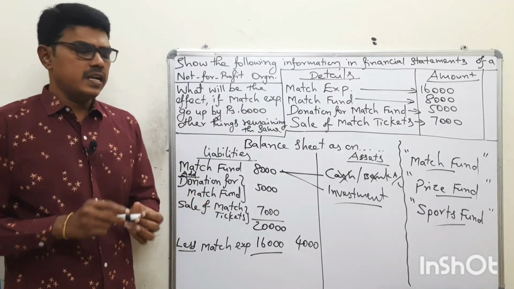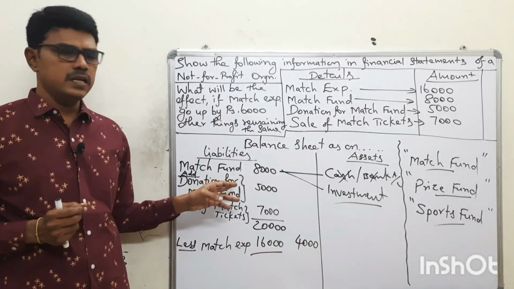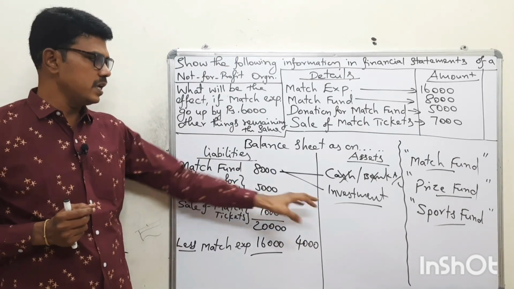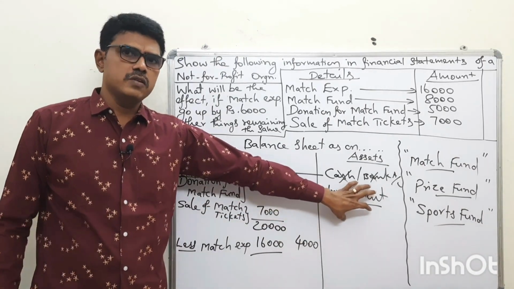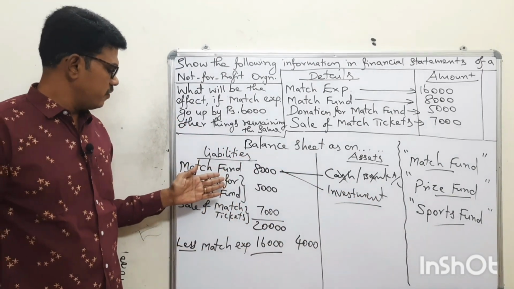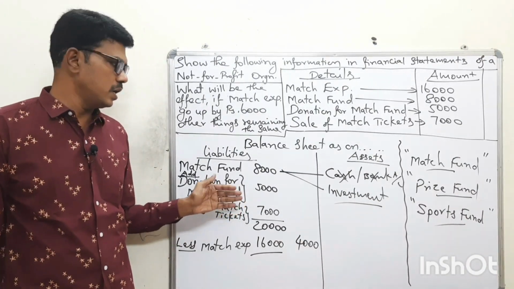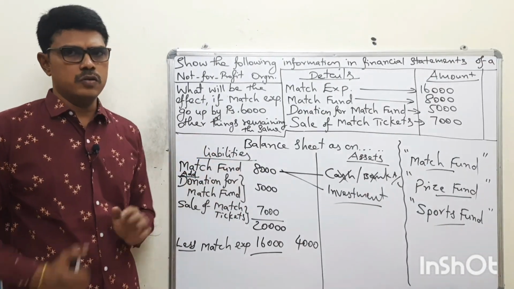The dividend or interest received on the particular investment will be added to the particular fund account, apart from donations and other revenues received on that fund account, right?